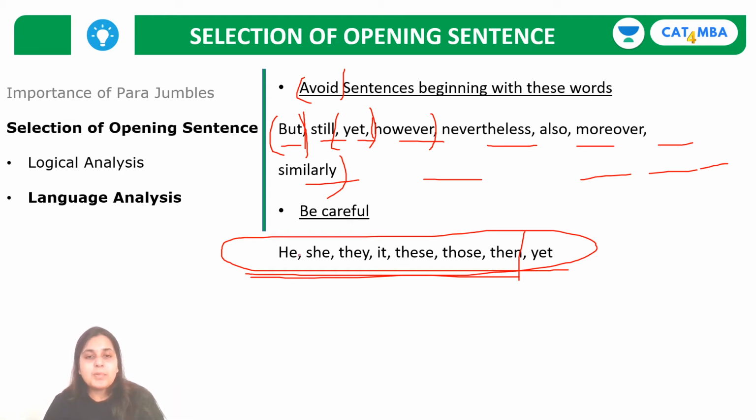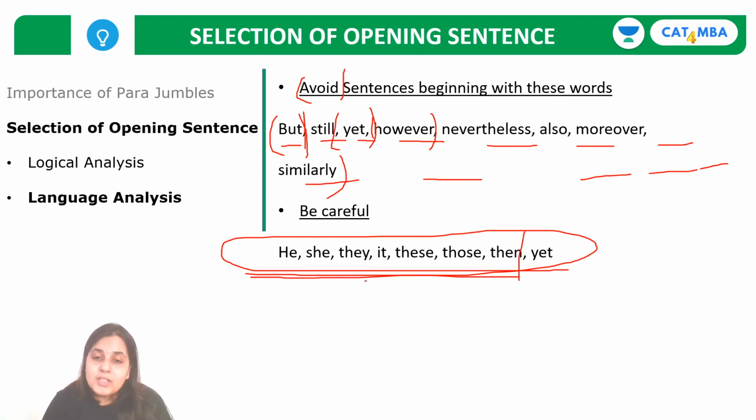For example, if there's a he and then one sentence gives you the name, so put the noun first and then put the pronoun. These books, which books? Search. If the name of the books is given, put the name first, then put these books. Those people, search. Which people are you talking about? Put the noun first, then put the pronoun.